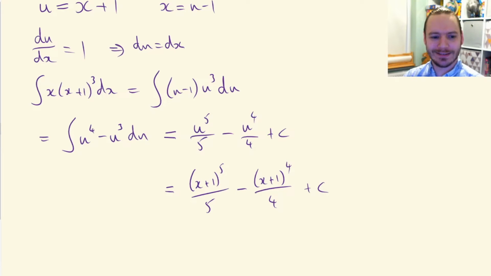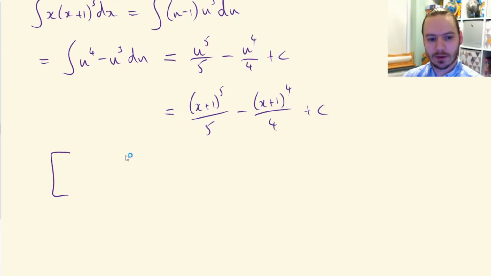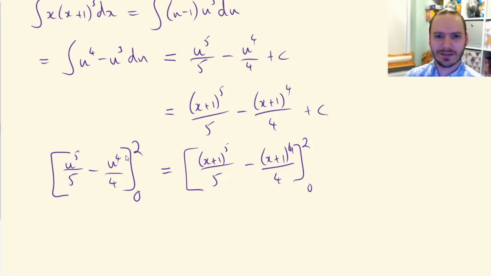When I add limits into this, however, we need to notice something. If I say, well, okay, what I've got is u to the 5 over 5 minus u to the 4 over 4 between 0 and 2, because those were the limits we were given in our original, this needs to somehow be exactly the same as x plus 1 to the 5 over 5 minus x plus 1 to the 4 over 4 between 0 and 2. These should somehow be exactly the same.